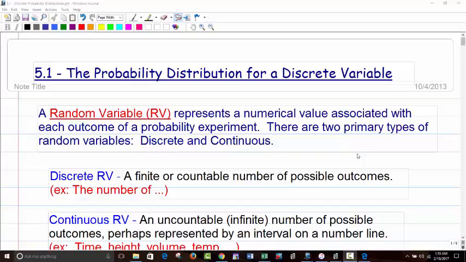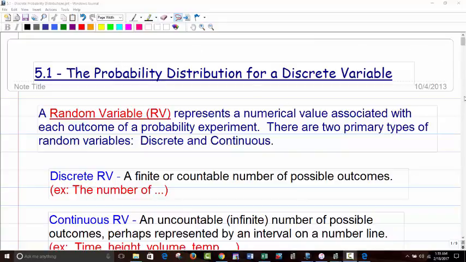This section 5.1 is the probability distribution for a discrete variable. Now, first thing we'll define here is a random variable. It's a numerical value associated with an outcome of a probability experiment. Now, the two primary types of random variables, or variables in general, are discrete and continuous.